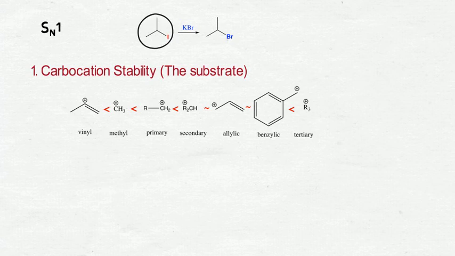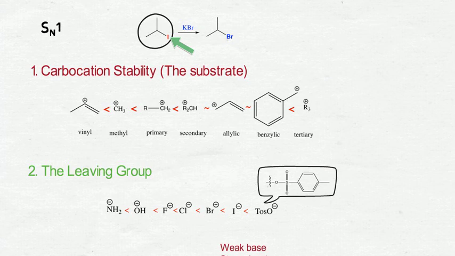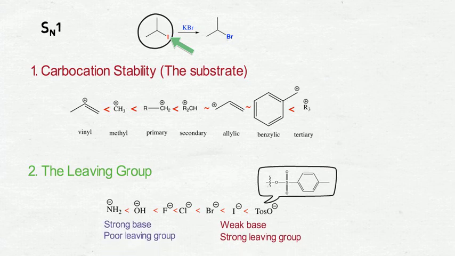The leaving group is the next factor influencing SN1 reactions. The best leaving groups are those that best stabilize the negative charge in the transition state. The groups that best stabilize the negative charge are the weak bases. Thus, bromide ion, iodide ion, and tosylate make good leaving groups, while strong bases such as hydroxide make poor leaving groups. Remember, hydroxide is a strong base and is looking for a hydrogen ion, and therefore it is not a good leaving group as it is not happy on its own.